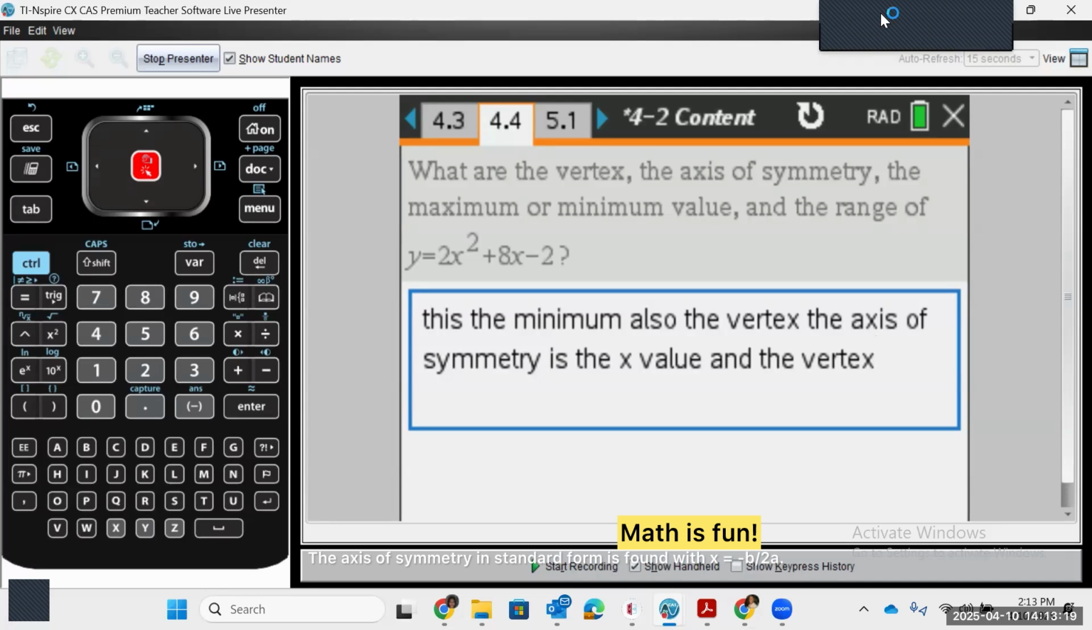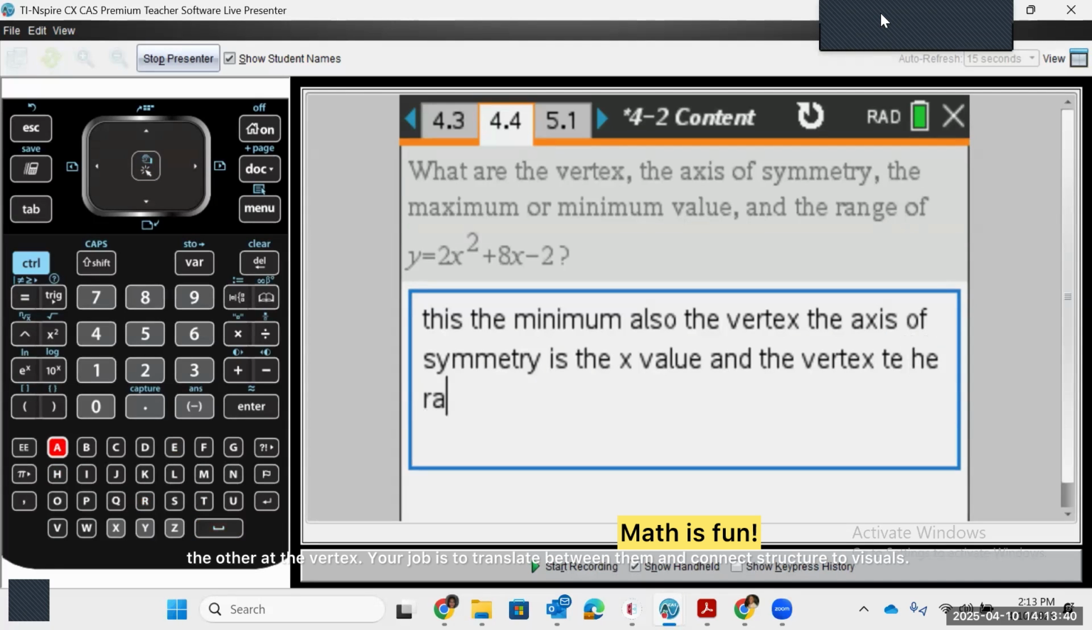The axis of symmetry in standard form is found with x equals negative b over 2a. That value is also the x-coordinate of the vertex. In vertex form, it's simply x equals h. Different paths, same destination. Both forms help you graph the same shape. One starts at the y-intercept, the other at the vertex. Your job is to translate between them and connect structure to visuals.